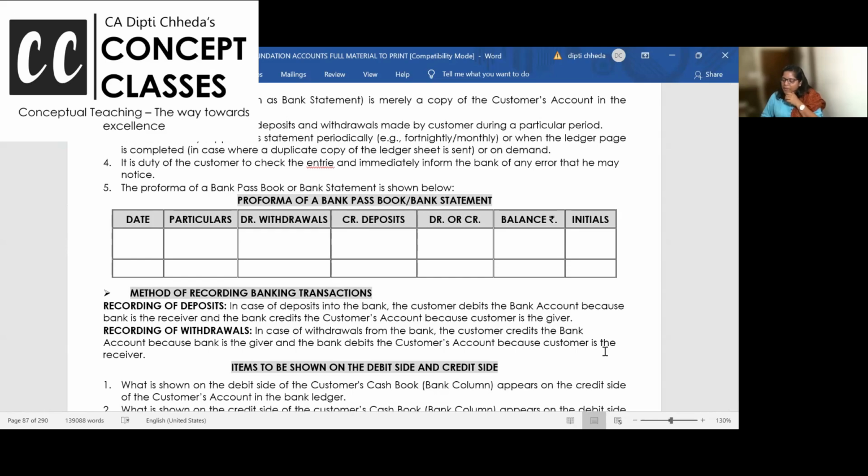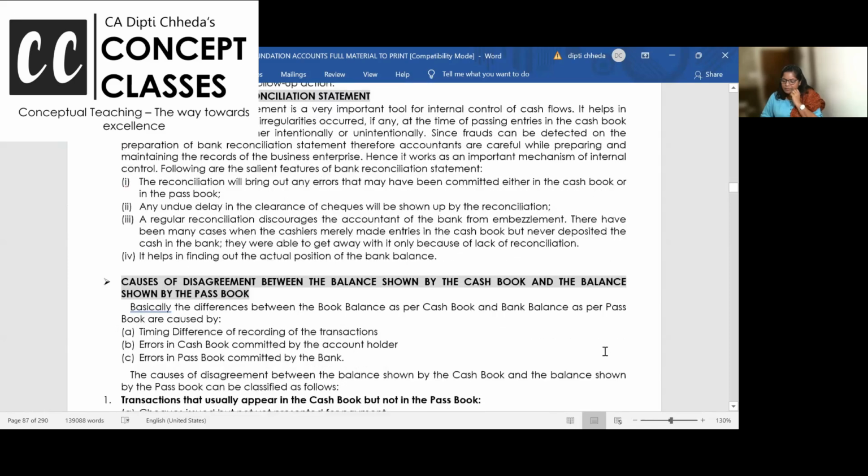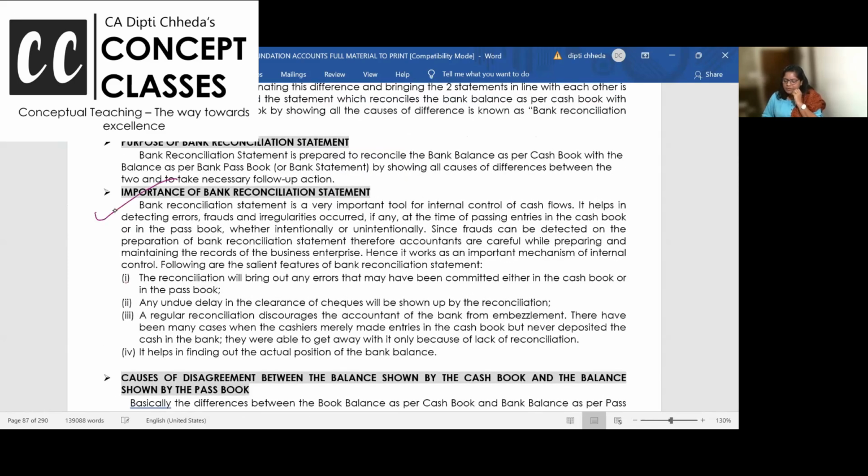Pro forma of the passbook, and this is all we have seen, the items which will come. This one is important: what is the importance of bank reconciliation statement? It's a very important tool for internal control. Our balance should tally with the bank balance. If it is not tallying just because of timing difference, it's okay. But are there any frauds? We also need to keep checking that in our books.